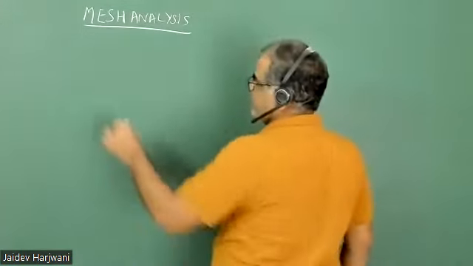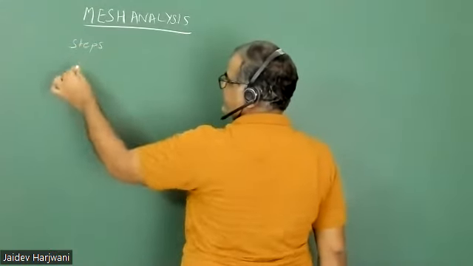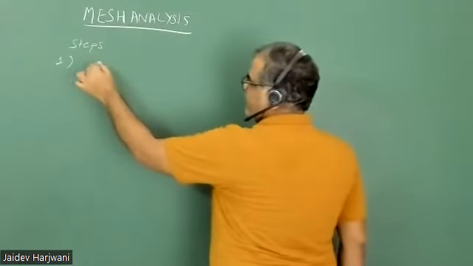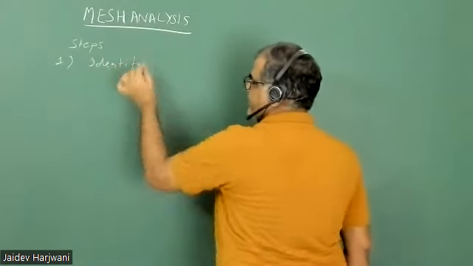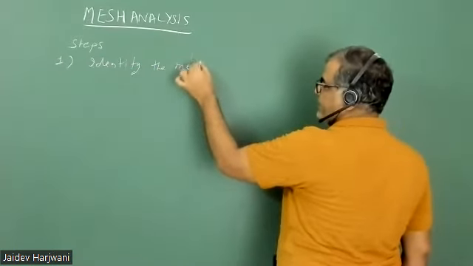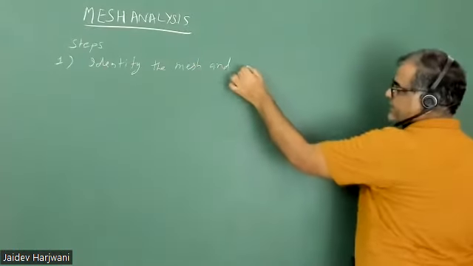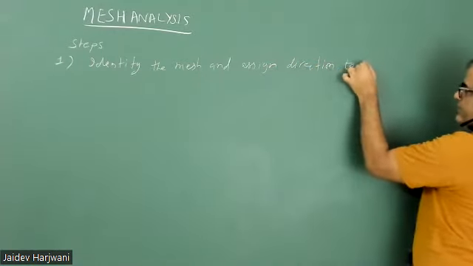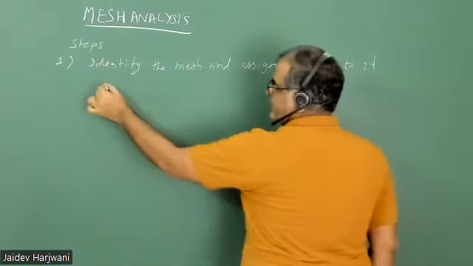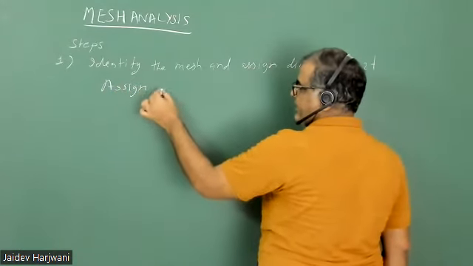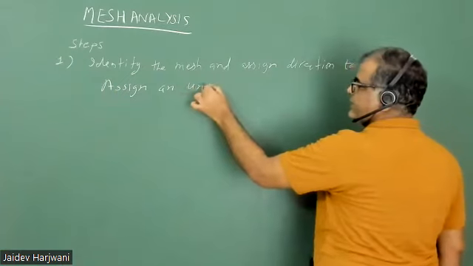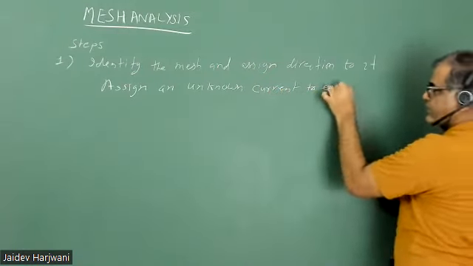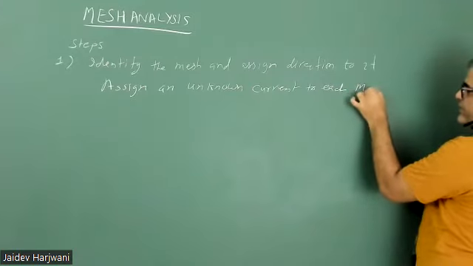Mesh analysis. So what are the steps in mesh analysis? Okay, steps. Number one step is that you should identify the mesh. Okay, so we already discussed what is mesh. So identify the mesh and assign direction to it. Okay. Assign an unknown current to each mesh. Okay, to each mesh.